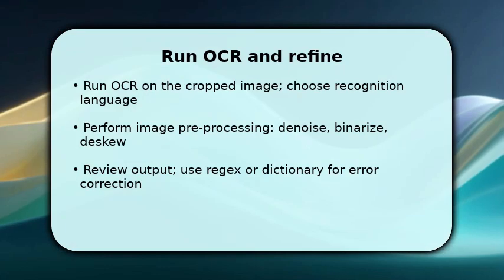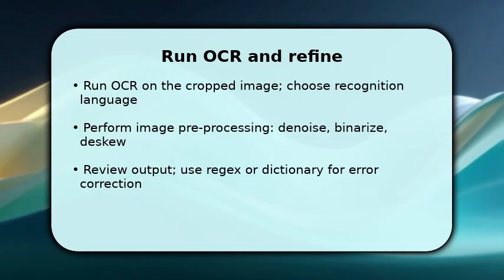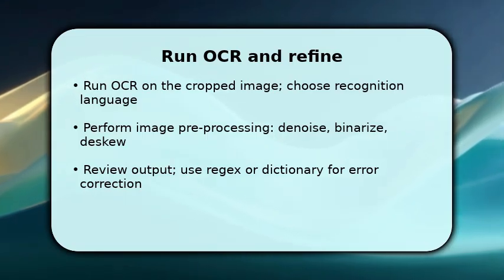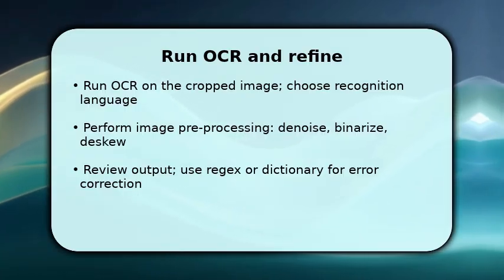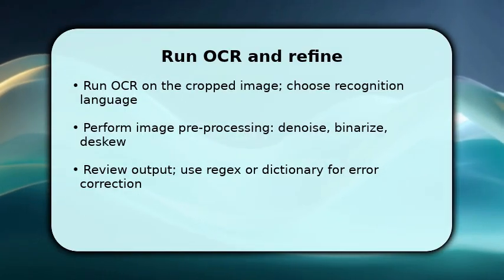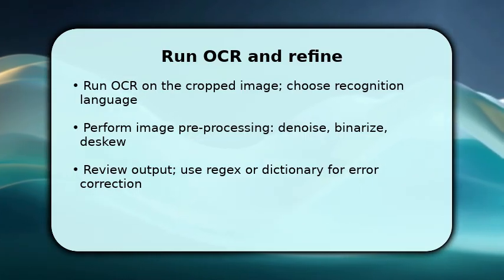First, apply preprocessing: denoise, convert to binary, and deskew. This improves character separation. Start recognition with the correct language model, and if available, a page segmentation mode tuned for simple blocks or multi-column text.